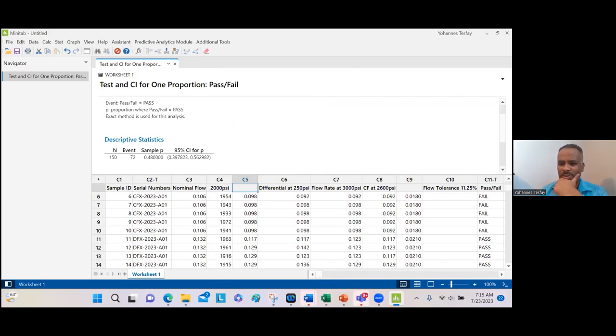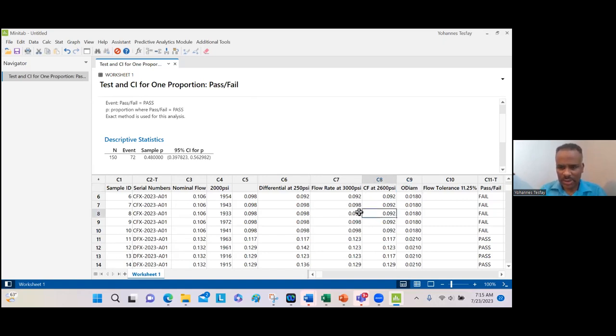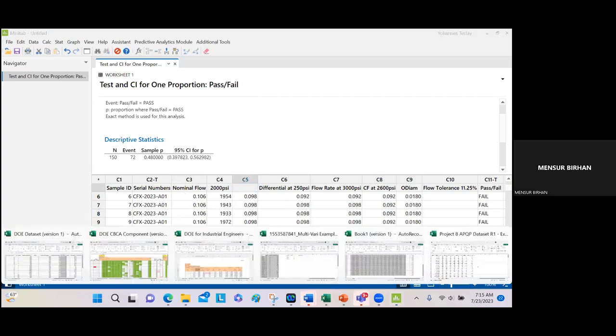Okay, where is the first diameter? Okay. C9. And then the orifice diameter is? Okay. Orifice diameter. CF. What about this one? 1000. 1000 psi.